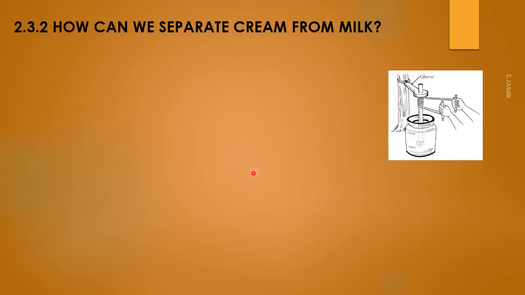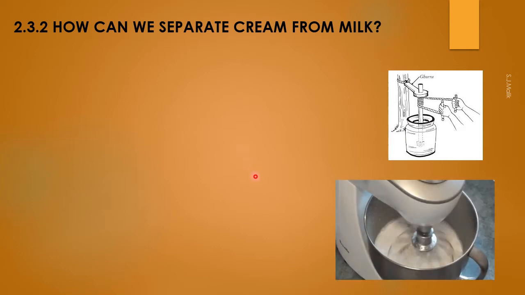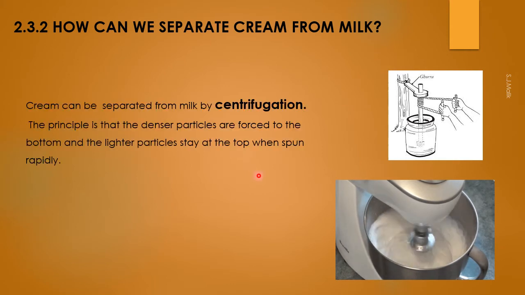How can we separate cream from milk? To separate cream from milk, we use the method of centrifugation. The principle of centrifugation is that the denser particles are forced to the bottom and the lighter particles stay at the top when spun rapidly.